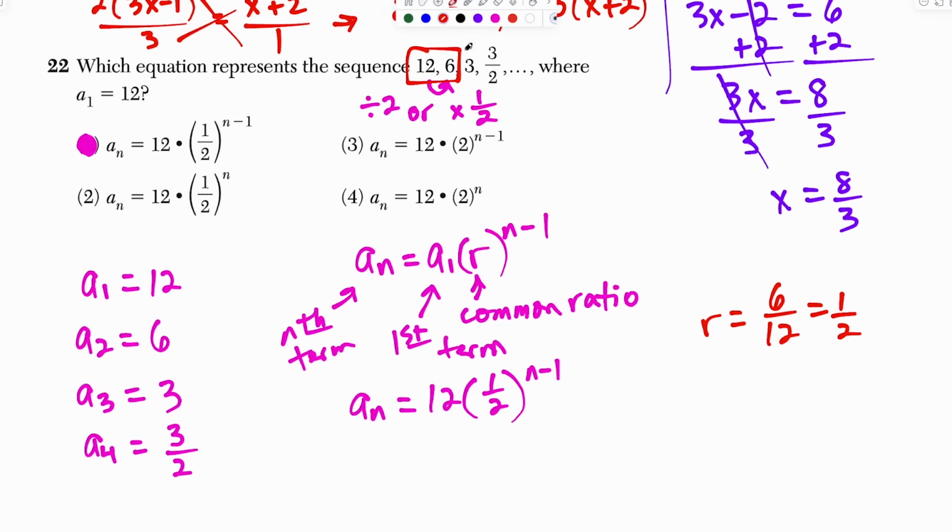If I wanted to, I could even take these two. I could take 6 and then 3 and say r is equal to the term 3 divided by the one before it, which is 6, and that also reduces to a half. Okay, so that's just a nice way to find the common ratio very quickly, but choice 1 is our answer.